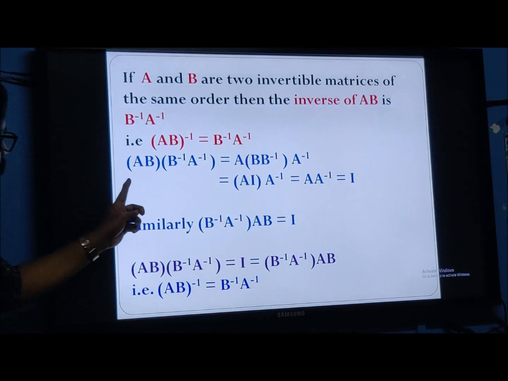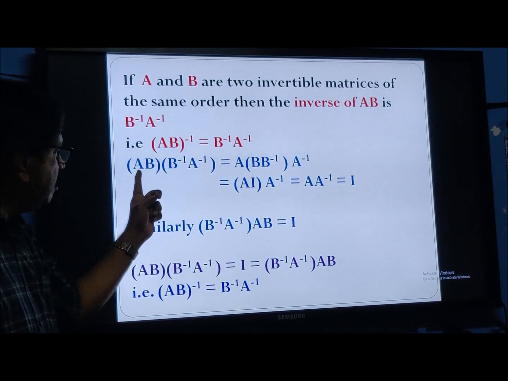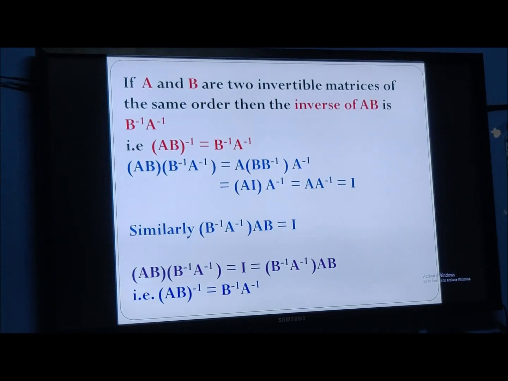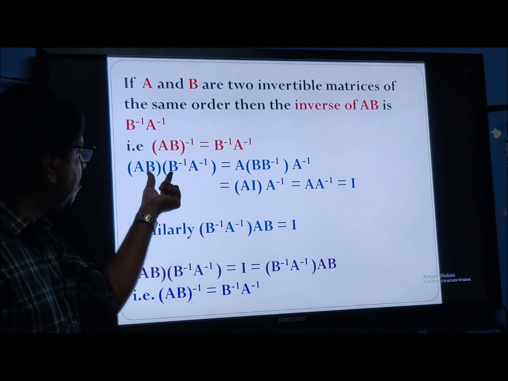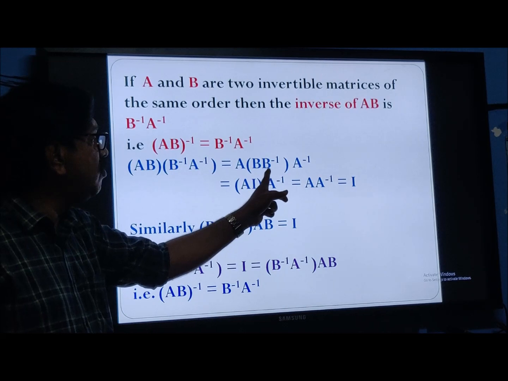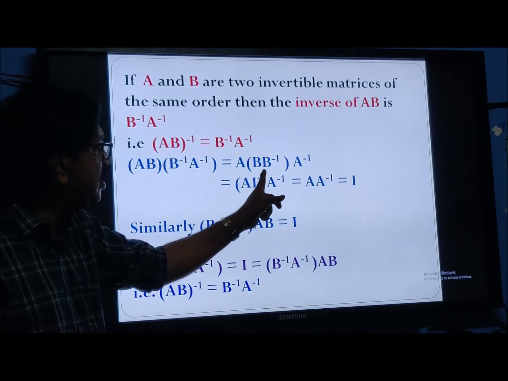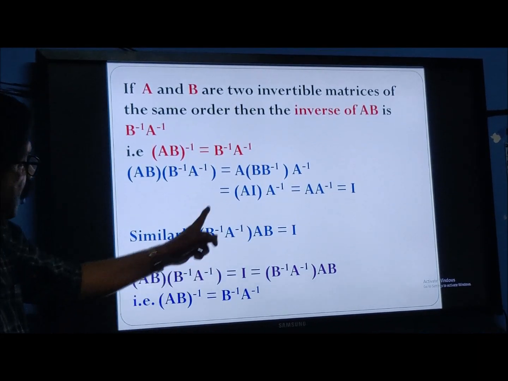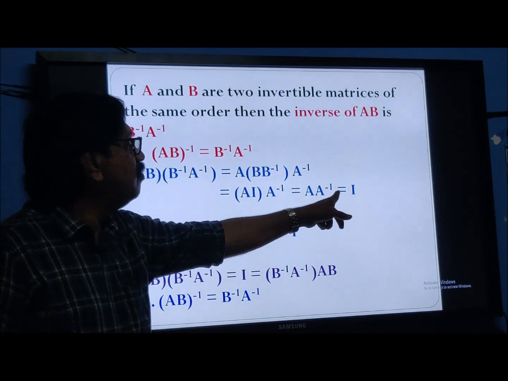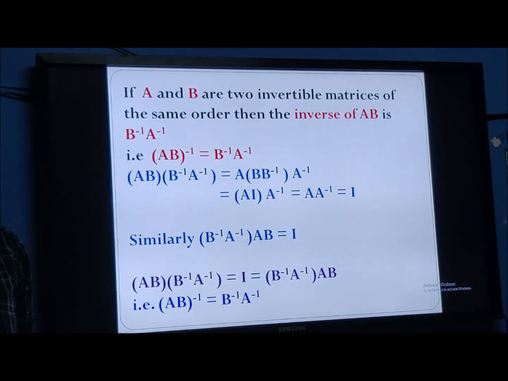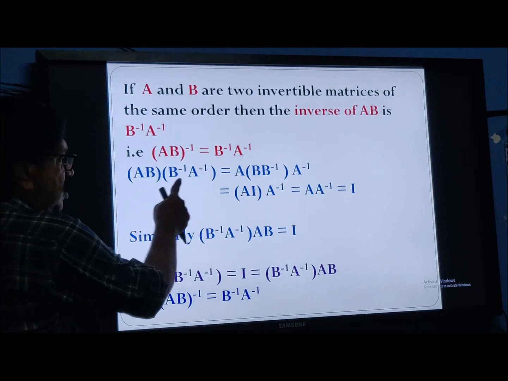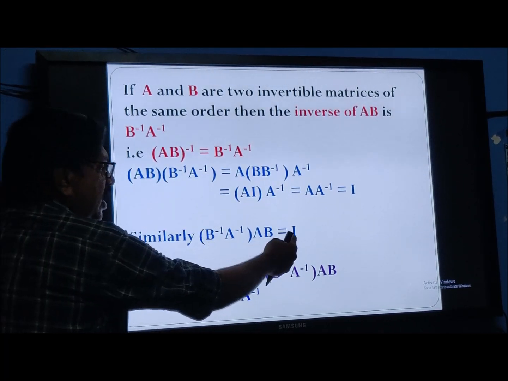We are going to take the product of these two, AB into B inverse A inverse. By the associative property, we can combine these two. B into B inverse is I, then A into I is A, and A into A inverse is I. Therefore, the product of these two matrices is the identity matrix.